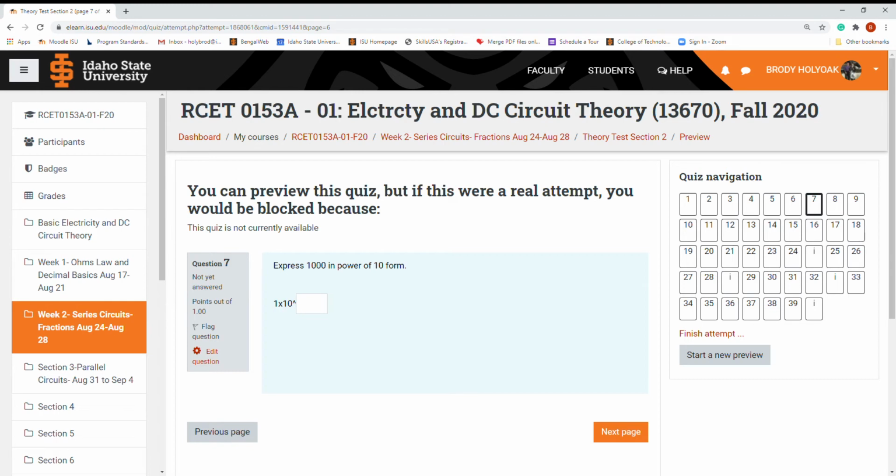Okay, we want to express 1,000 in power of 10 form. So basically we want to express this number in some sort of a power of 10. How do we do that? Count the zeros. Also remember that 1,000 is the same as 1,000 times 10 to the 0. If we're going to decrease this value, we're going to increase that value. So remember that conversion back and forth. So this becomes 1 times 10 to the 3, because we move 3 decimal places, make it smaller, so we increase our power of 10 by 3 places. Everybody good?